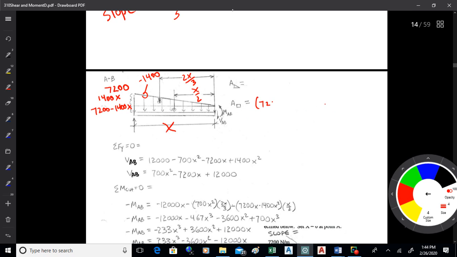Now the area of the rectangle is going to be 7,200 minus 1,400x. That's the height of the rectangle times the base. So that's going to be 7,200x minus 1,400x squared. And the area of the triangle will be 1/2 because it's a triangle, and the height is 1,400x, and the base is x. So that's looking like 700x squared for the area of the triangle.